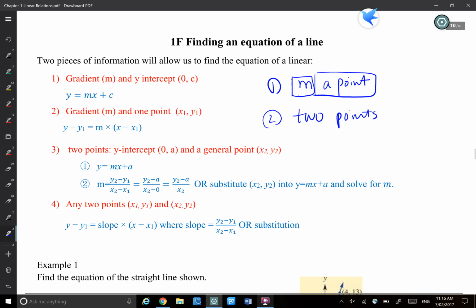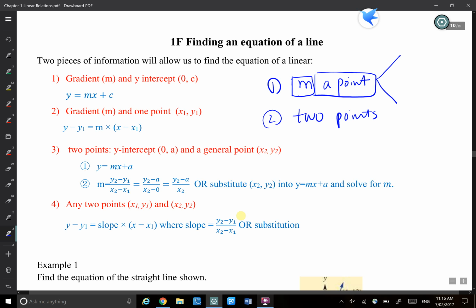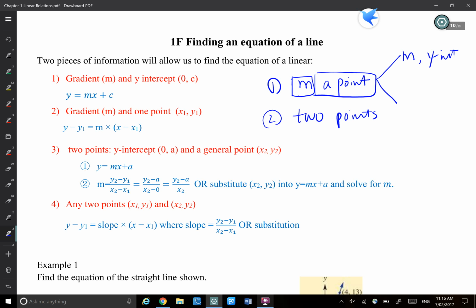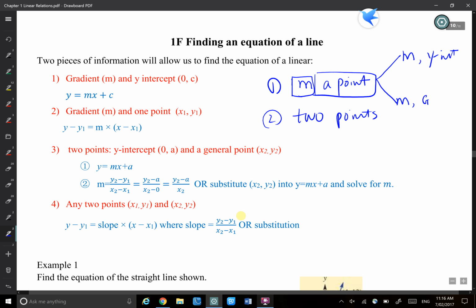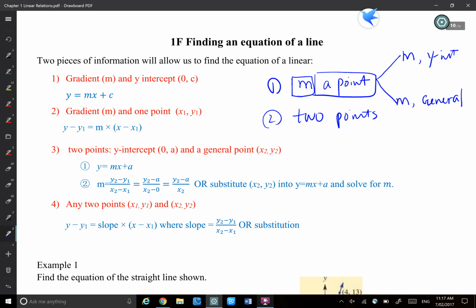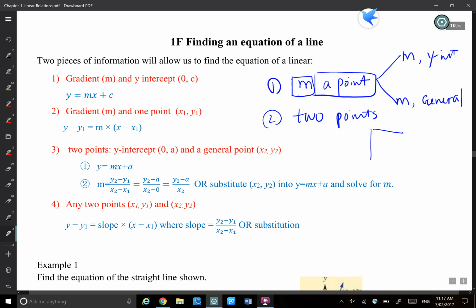When we know the gradient and the point, if the point I know is the y-intercept, the case becomes really easy. If we know the gradient and y-intercept, I can directly use the formula y equals mx plus c. m is the gradient, c is the intercept. That's really direct. And if we know m and a general point, not the y-intercept, maybe 3, 4, like I know the gradient is 2 and the general point is 3, 4, so I want to find the equation. That's another case. And if I know 2 points, that will be 2 cases as well.